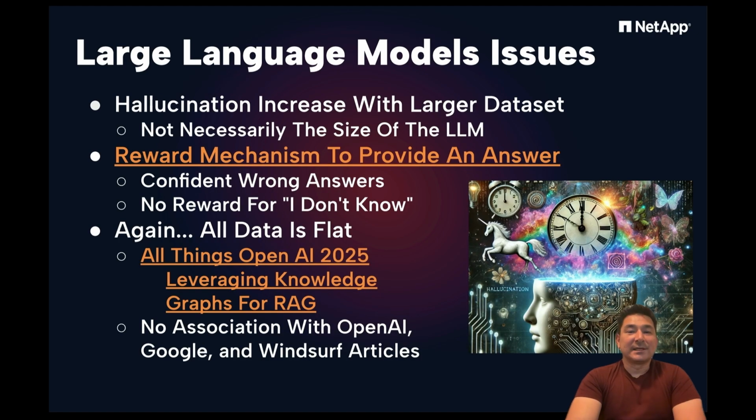One of the most prevalent issues is hallucinations with the larger data sets. And it's not necessarily the larger corpus of data that they've been trained on, it's more relating to the reward mechanisms to provide an answer. By this point, it's public knowledge that AI agents can hallucinate and they can give you confidently incorrect answers. And part of that problem is these large language models are not taught to provide an I don't know answer.